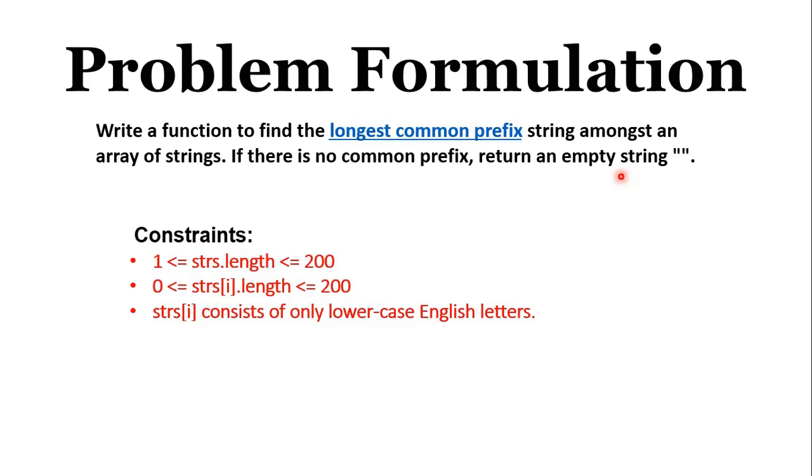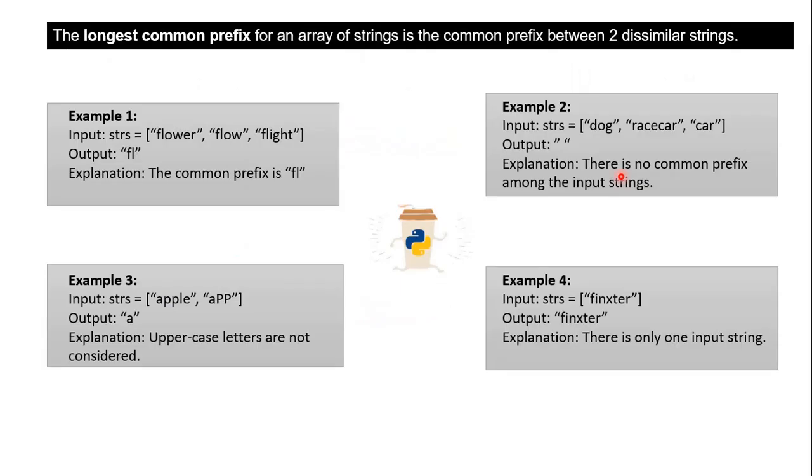Now let's go ahead and try and understand what is longest common prefix. So the longest common prefix for an array of strings is the common prefix between two dissimilar strings. Now what does that mean? Let's try and understand that with the help of a few examples. Let's say that the given array of strings consists of the following strings: flower, flow, and flight.